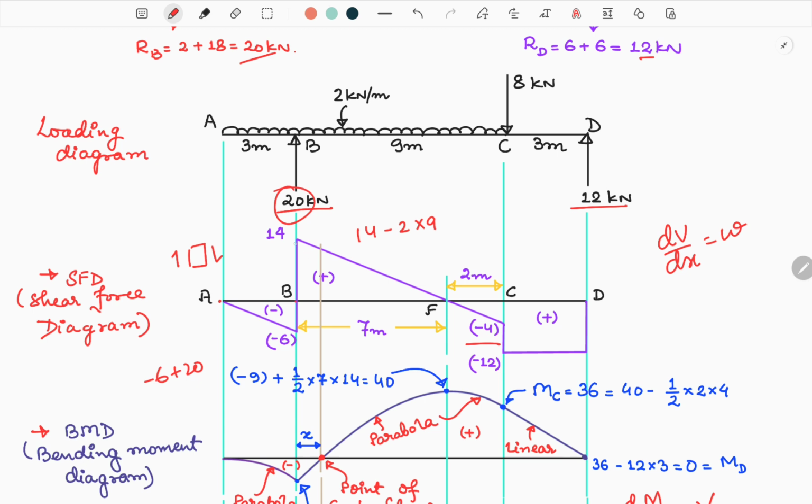So from here to here it is 14 and it is 4. This is similar triangles. So 14 upon x, let us say this is x, equals 4 upon 9 minus x. If we cross multiply, we will get 4x is equal to 126 minus 14x, or 18x is equal to 126.